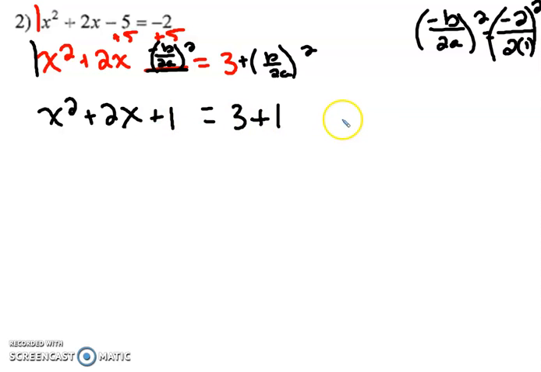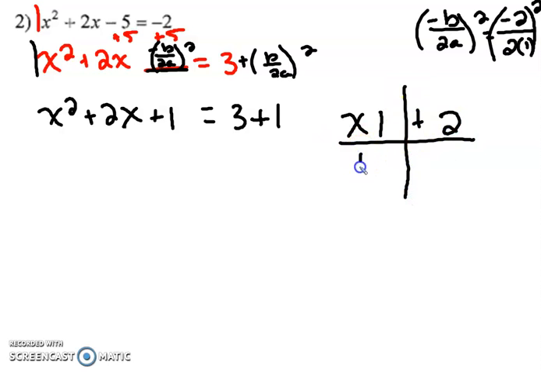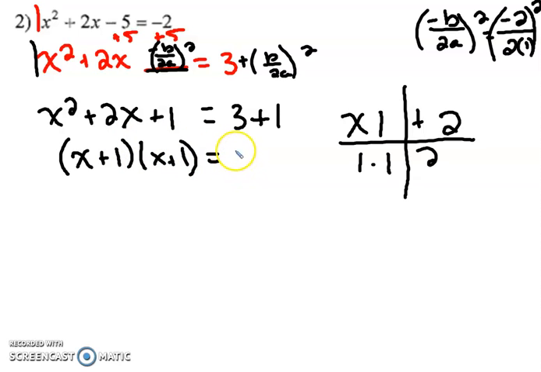Then I need to make my little factor tree over here. Things that multiply to 1 and add to 2. So that's just 1 and 1. That's kind of the only factors we have. So 1 times 1 is 1, 1 plus 1 is 2. So in here I have my binomials. I have x plus 1 times x plus 1. And I can simplify 3 plus 1 to be 4. So then I can rewrite this as x plus 1 squared equals 4.